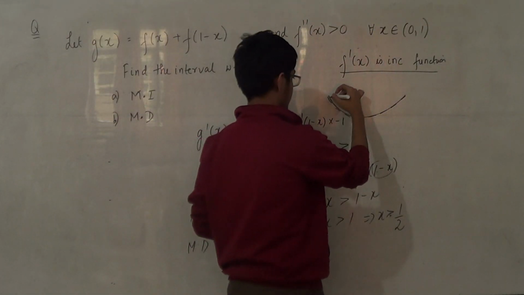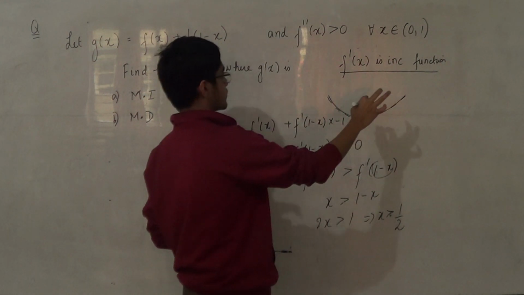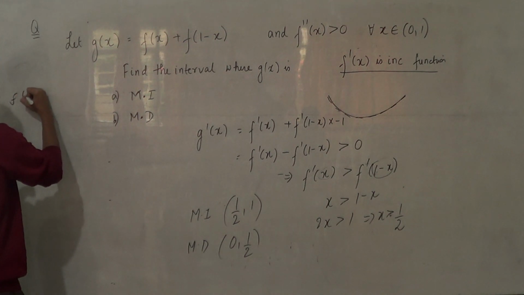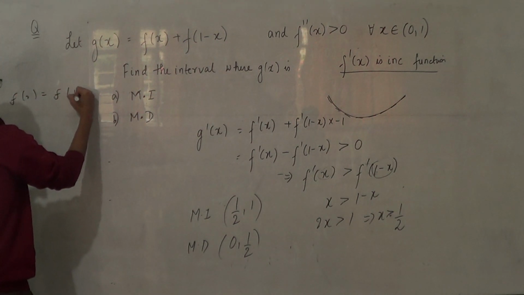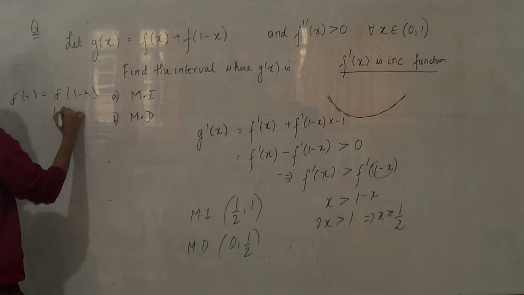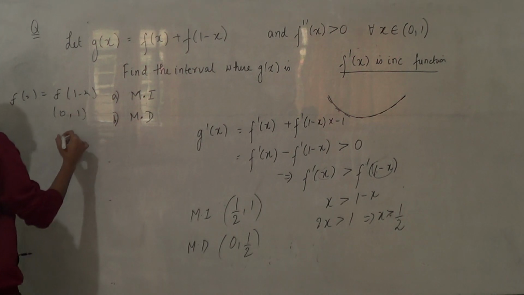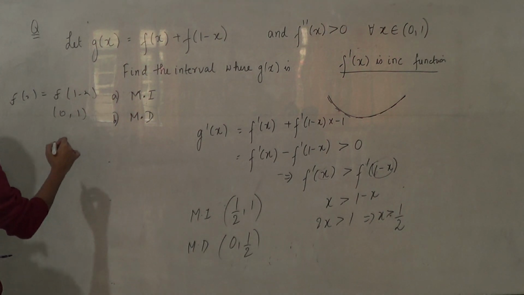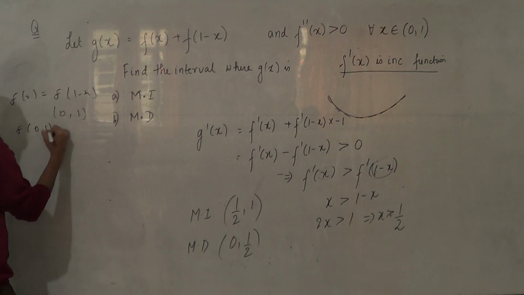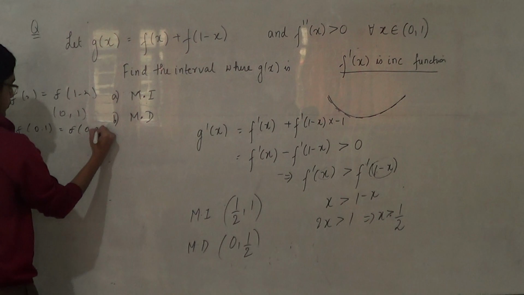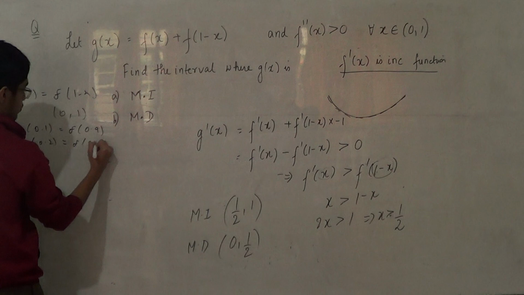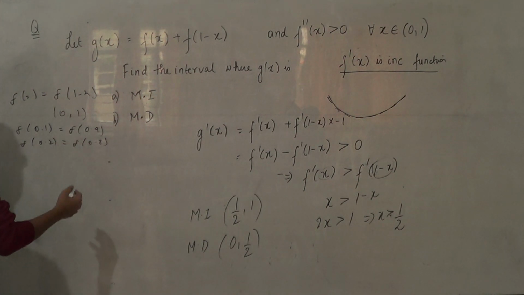Okay, so yeah, if this is the graph, f of x is equal to f of 1 minus x, and the domain is 0 to 1. This is kind of an observation that f of 0.1 will be equal to f of 0.9. f of 0.2 will be equal to f of 0.8 and so on.